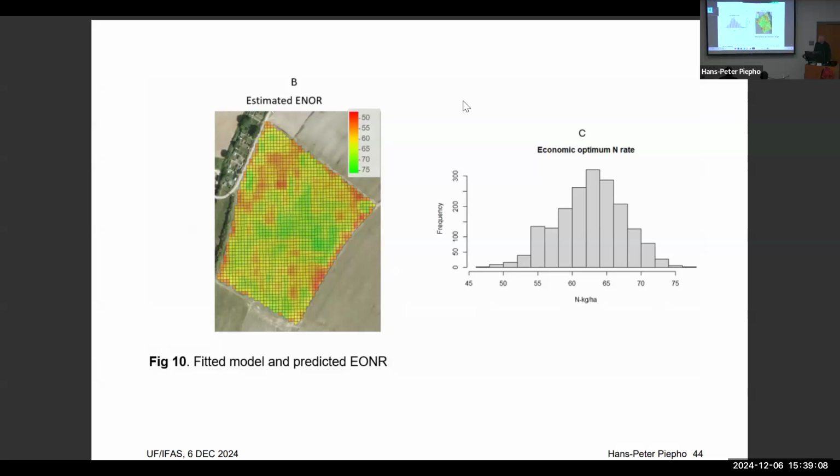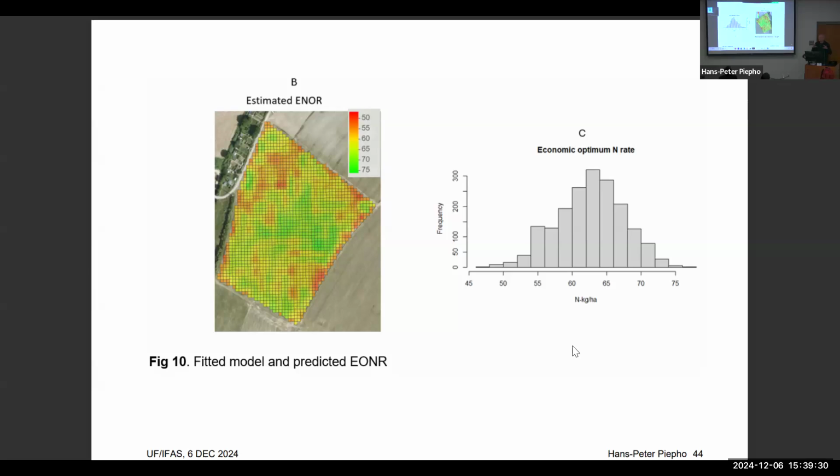So then you can map the economic optimum rate. This is a map showing the values and a histogram showing the range of values. So the range is between 45 and 75-ish. So that's nice. I mean, this is kind of based on a given trial.